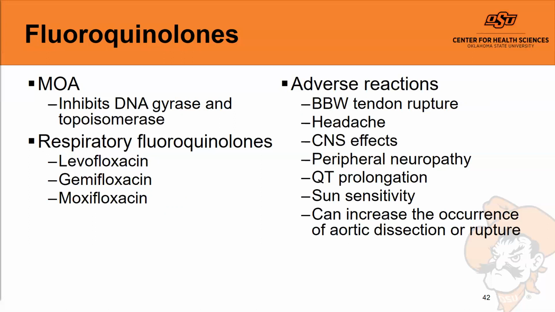When taking this medication, patients should be counseled to cut back on physical activity during use since these can cause tendon rupture. CNS effects and sun sensitivity can be seen with these as well, such as peripheral neuropathy. QT can be prolonged with this class of medications. A relatively new warning shows an increased risk of aortic dissection or rupture, so it must be avoided in these patients. Adequate hydration should be done for patients taking this medicine to prevent crystalluria.